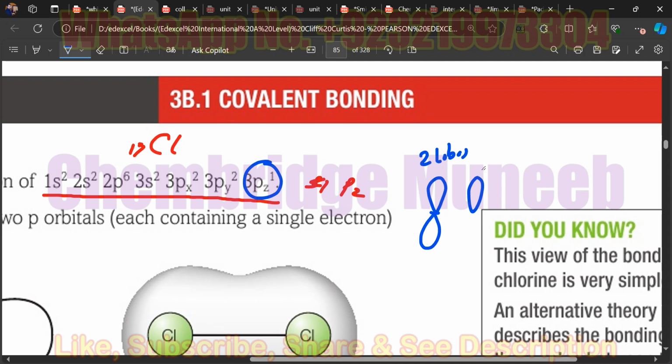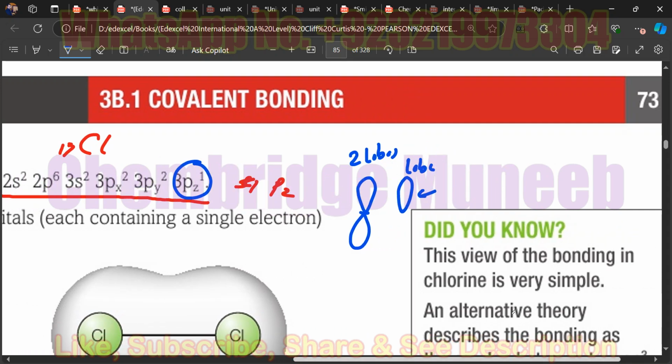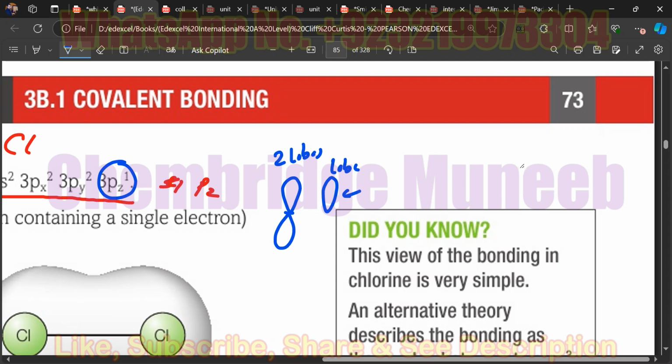These are called lobes. If there is one lobe, then we should have shown the structure this way, but it is not so. Basically, this shape is the shape of the orbital irrespective of how many electrons are there, either one electron or two electrons. The shape will remain the same in the dumbbell form.